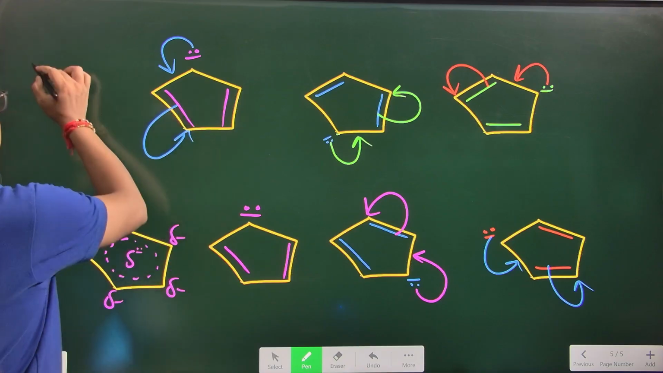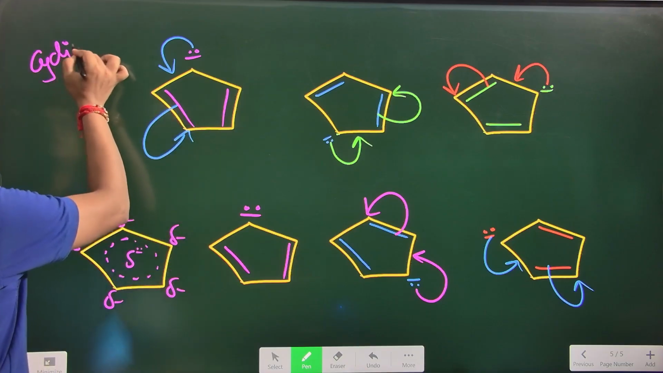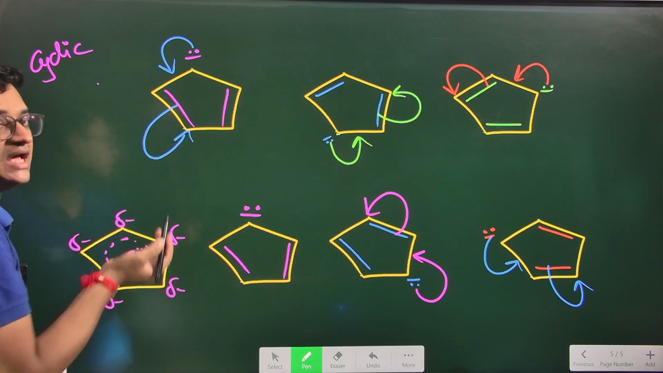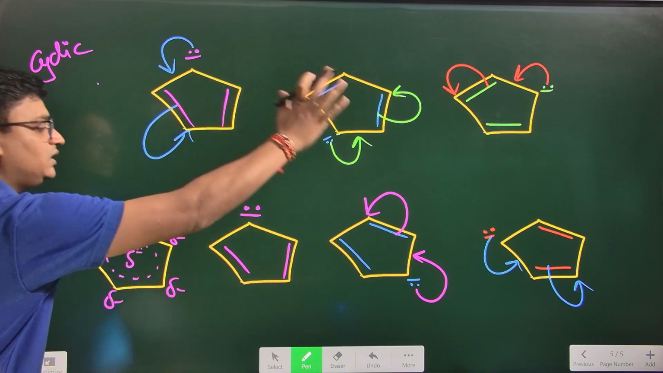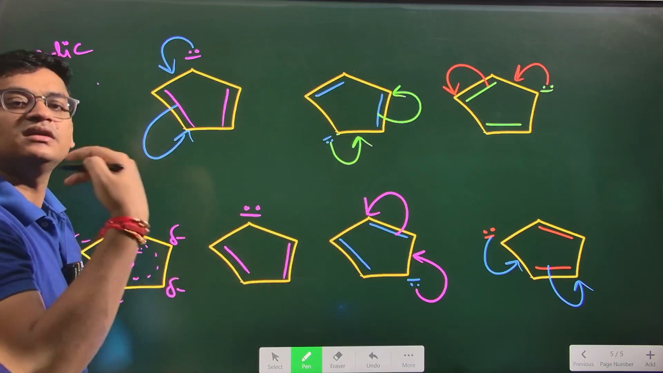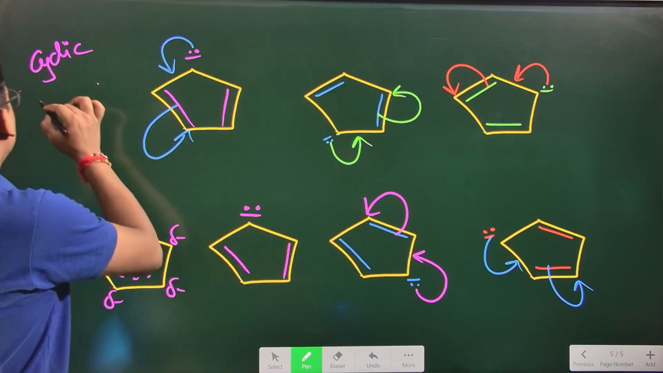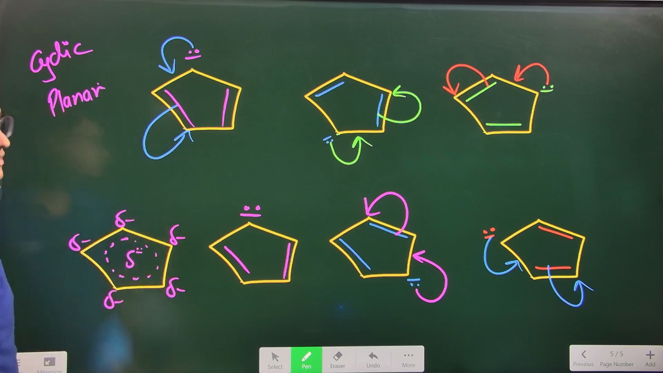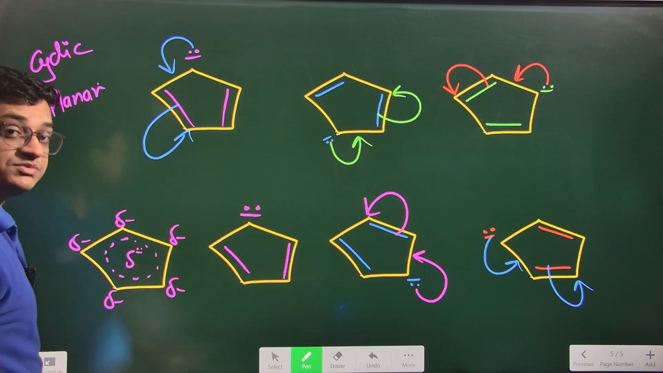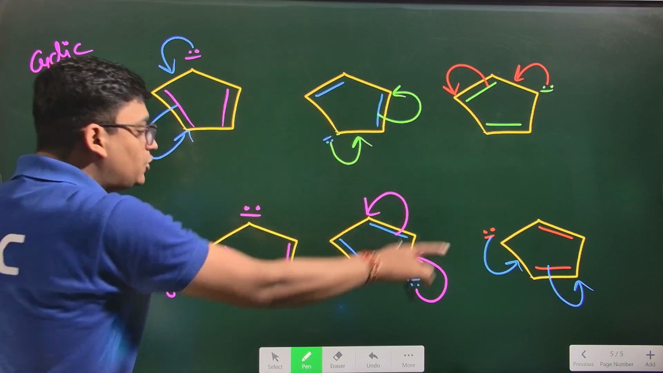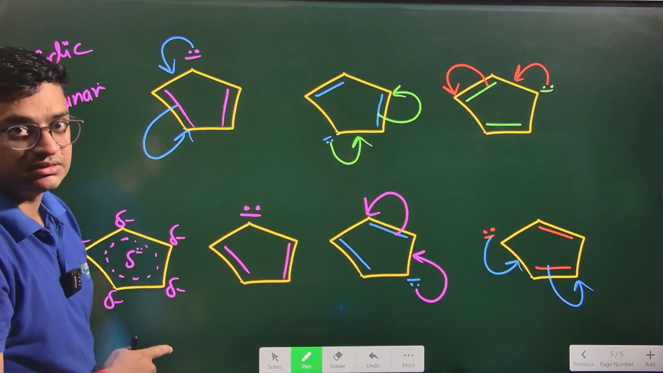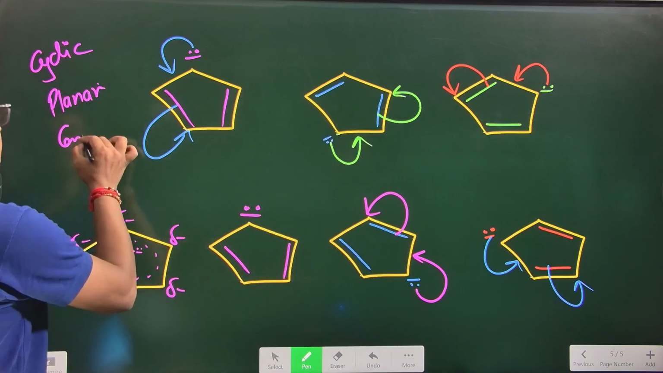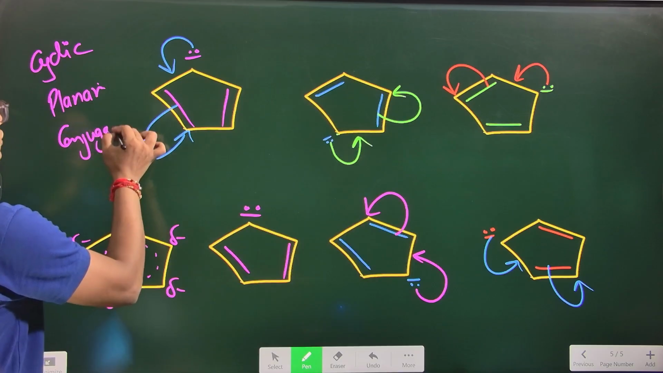So yes, it's a cyclic one. First case, it's a ring, that is cyclic. The next condition is that the compound must have planarity. So yes, all the carbons will be considered sp2 and it's a flat, or you can say planar, structure. And the third condition is that the compound must have conjugation. Yes, the complete conjugation of electrons is present inside the ring. So yes, that is complete conjugation.